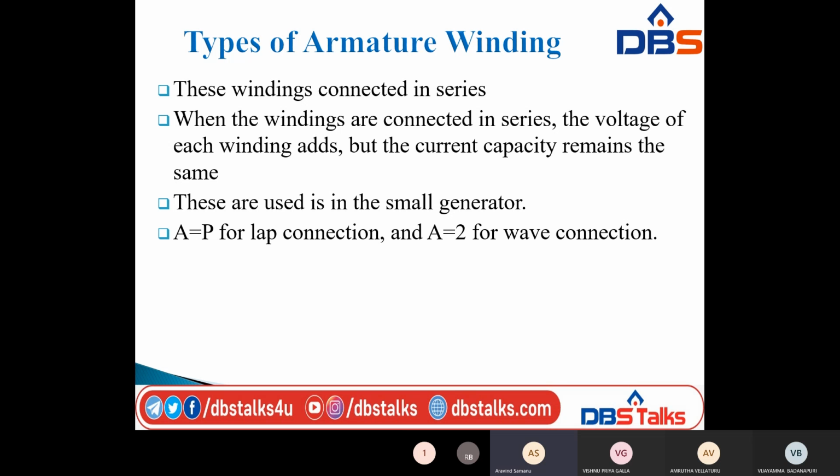Okay, next, in the lap connection, the number of parallel paths is equal to the number of poles, but here in this case the number of parallel paths is always equal to 2. Okay, so these are the types of armature winding, that is lap and wave winding.